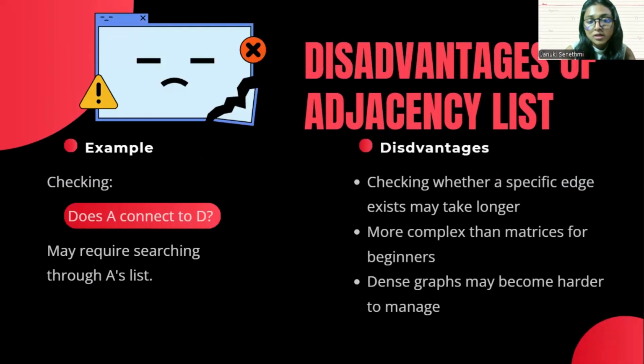Although adjacency lists are powerful, they do have some disadvantages. Checking whether a specific edge exists may take longer because we may need to search through a list of neighbors. For beginners, adjacency matrices can sometimes feel easier to understand because they look like a simple table. Also, when graphs become very dense, adjacency lists may lose some of their memory advantages. For example, if we want to know whether A is connected to D, we may need to search through A's neighbor list to find out.